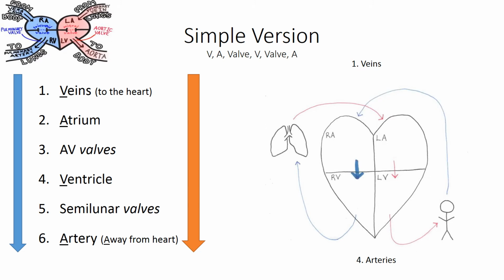Between the ventricles and the arteries, we have the semilunar valve, and then we have the artery, and the arteries always lead blood away from the heart. Now, the aorta is the largest artery in the body.